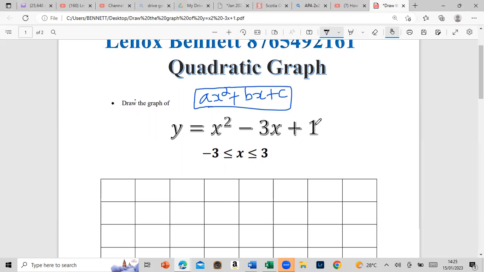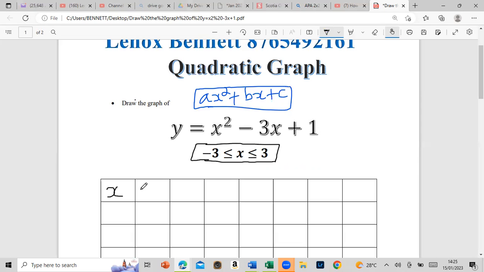Alright, so let us look. This is the equation of the graph: y equals x squared minus 3x plus 1. What we're going to be doing is finding the corresponding y values for the x values. Now these right here are the x values. We start off with our x values, which is what we call the domain, and we're searching for the range. Very important to note, because CSEC likes to ask about that.